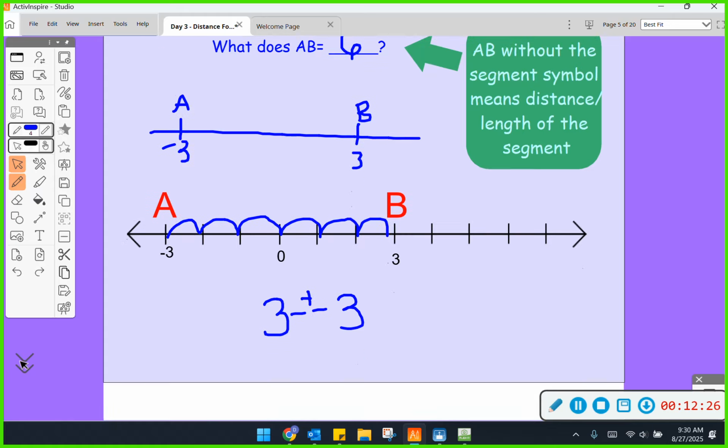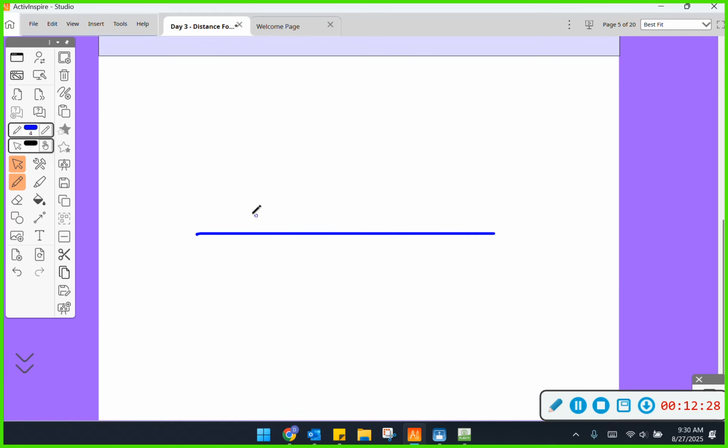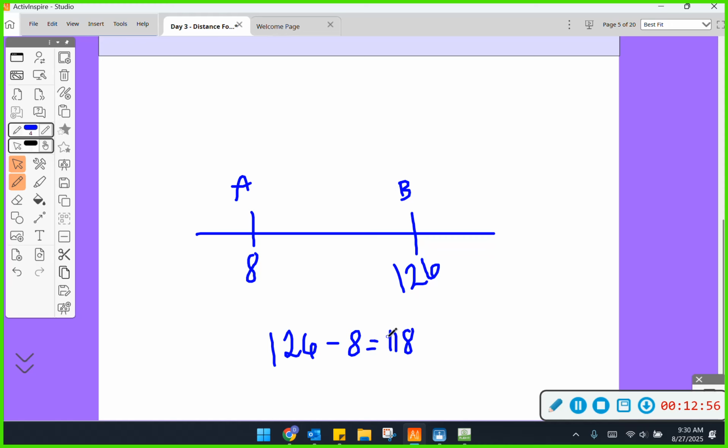So what if I gave you something like, if I said A is at 8 and B is at 126? Wait, no, because it's not negative. So it would be 118. What's the distance from A to B? 118. How? Because 126 minus 8. That's how you do the top part of your homework last night, by the way. Does that make sense?